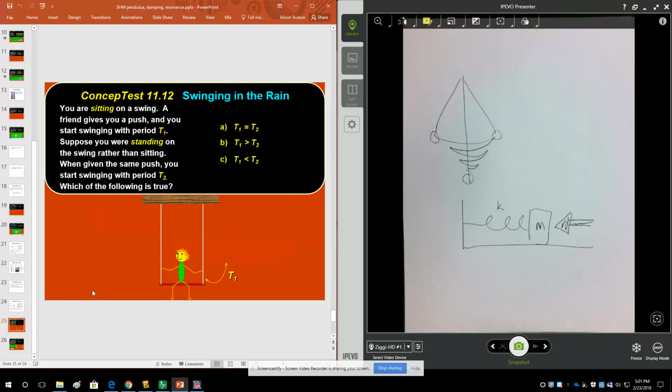So, I couldn't find any example questions about resonance in this section of the textbook. And like I said, we're coming back to it anyway. So imagine you're sitting on a swing and a friend gives you a push and you start swinging with period T1. What if instead you were standing on the swing rather than sitting? And when you're given the same push, you start swinging with a different period. How does the period of your swing when you're sitting compare to the period of your swing when you're standing? You might think about my grandfather clock example.